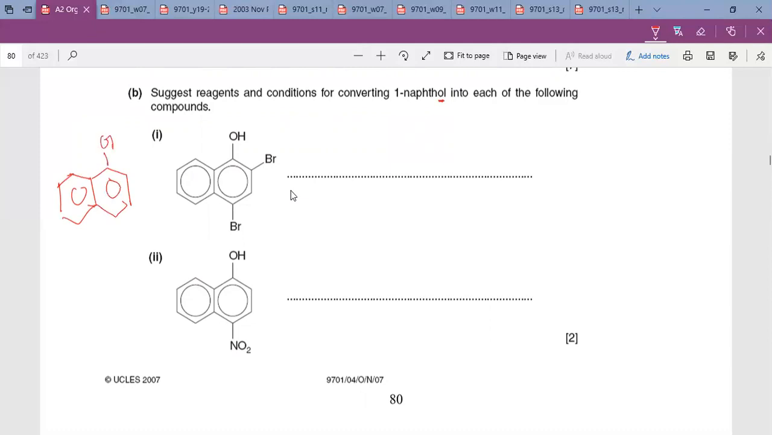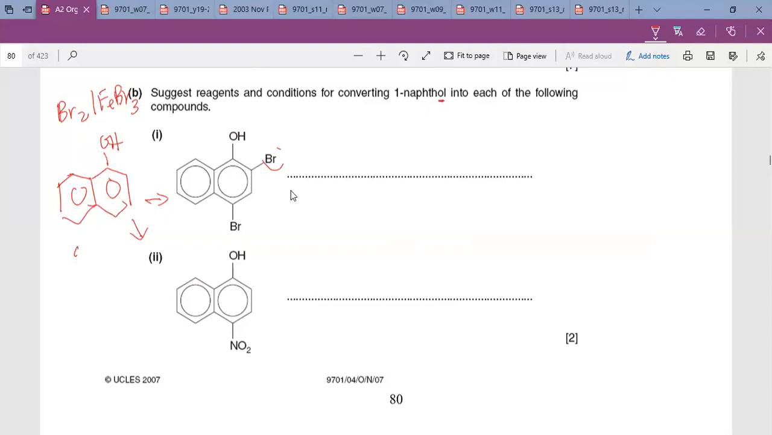Okay, this one here. I want to introduce two bromines here, two of them. And I want to introduce, in this case, this one to here, this one to here. I want to choose an NO2. Normally, right? You need Br2. Cannot put aqueous. And an FeBr3 as a halogen carrier.